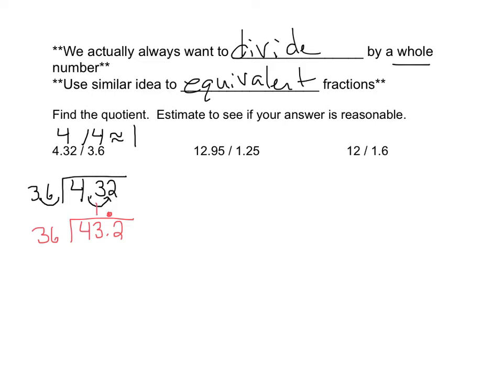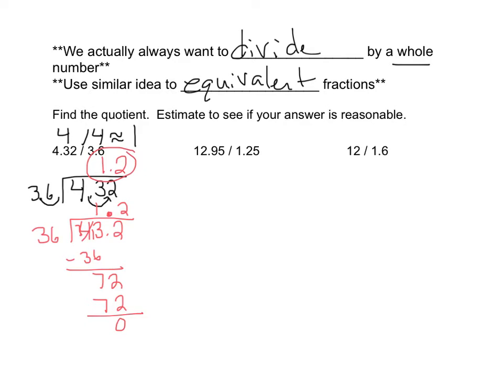36 goes into 43 once. Bring down the 2. 36 goes into 72 twice, which should also be 72. So after we go through all that, we get an answer of 1.2. So looking back, 4 and 32/100 divided by 3 and 6/10 gives us an actual answer of 1 and 2/10.